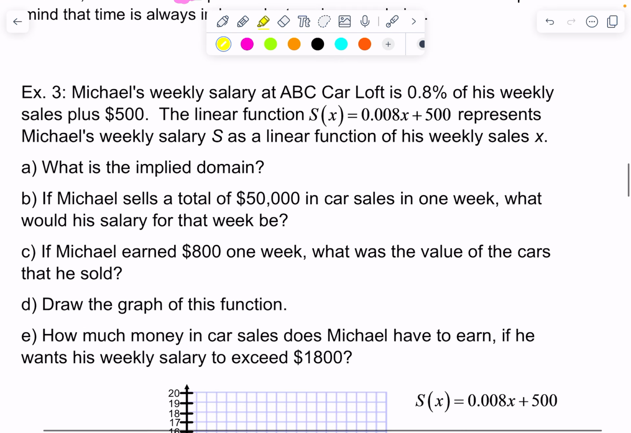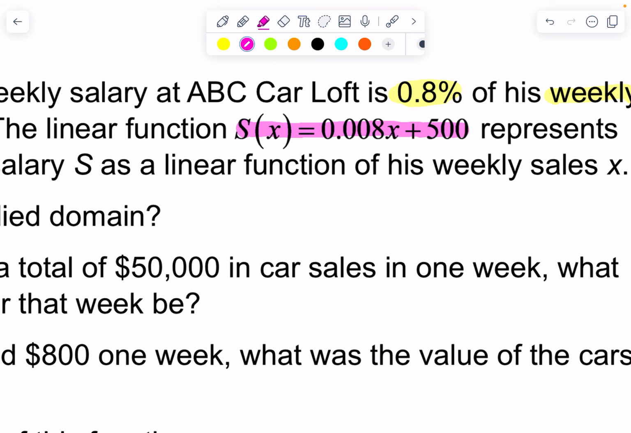All right, so let's look at an example here. Michael's weekly salary at ABC Car Loft is 0.8% of his weekly sales. So that means you're going to multiply. He's going to earn 0.8% of, or times, his weekly sales plus $500. The linear function for this situation is S of x equals 0.008x plus 500. Let's investigate that.